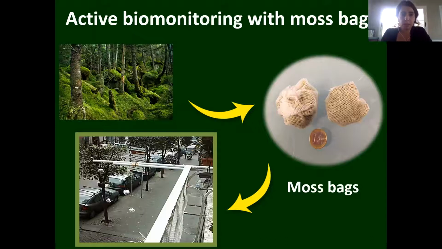In a specific case of active biomonitoring, moss bags can be used. For example, my research topic is mostly focused on the use of moss bags. So little envelopes in which we put mosses collected in natural sites, and we use this system to monitor the pollution in any type of site. For example, in this case, you see an image of a balcony of a house, so inside a city.